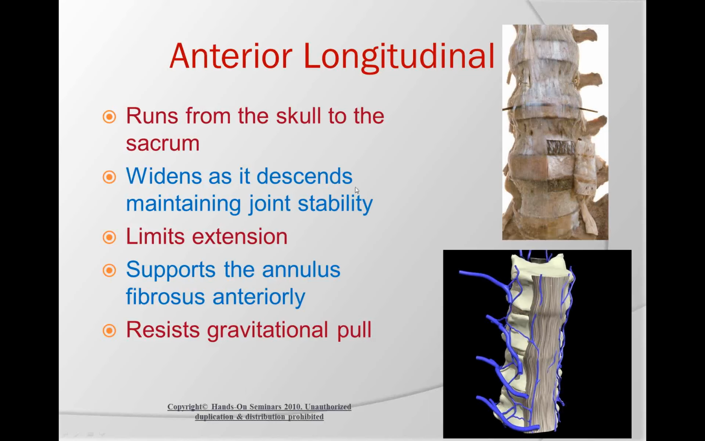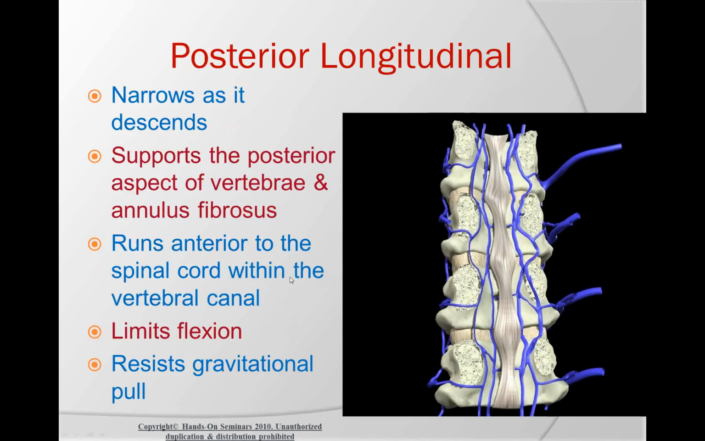Very important components are the anterior and posterior longitudinal ligaments. Looking at the anterior longitudinal ligament, it's very important that it runs from the skull to the sacrum, and as it descends, it widens and it maintains, of course, joint stability. We will contrast that with the posterior longitudinal ligament. The posterior longitudinal ligament, as it comes from the cervical spine to the lumbar spine, it narrows.